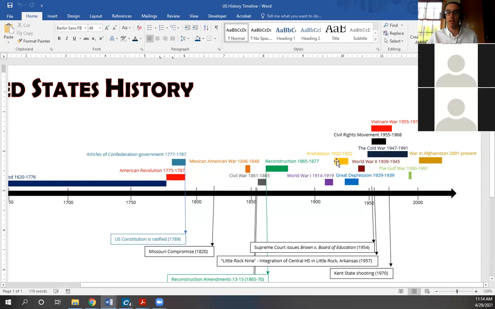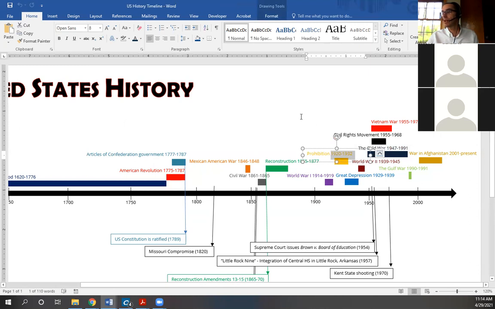We talked about prohibition recently, right? Not too long ago. Okay, prohibition, and we see on my timeline 1920 to 1932. So really the 20s was the Prohibition era. And what was prohibited in Prohibition? What was Prohibition all about?